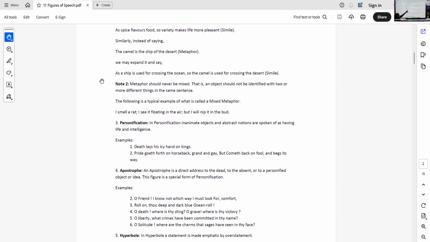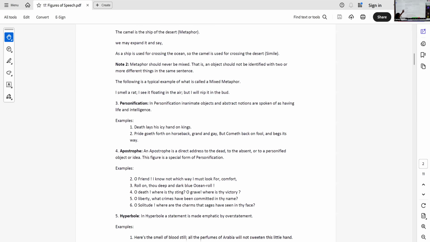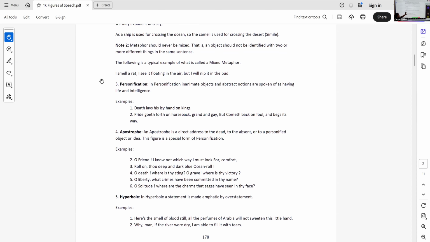Mixed metaphor. They've given you what is a mixed metaphor. I smell a rat. I see it floating in the air. I will nip it in the bud. There are too many ideas and it is confusing. They call it a mixed metaphor. Just good to know. Personification. Now, there are many more that you have which are related to this, so pay attention. The basic concept is important.